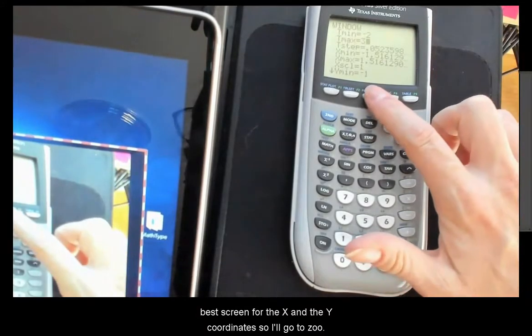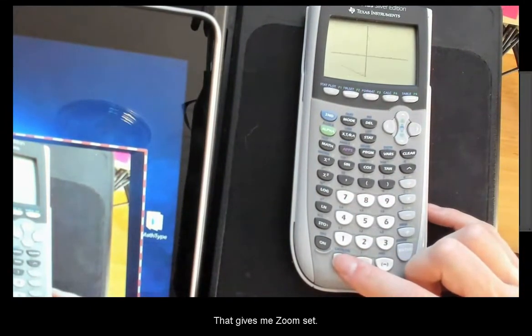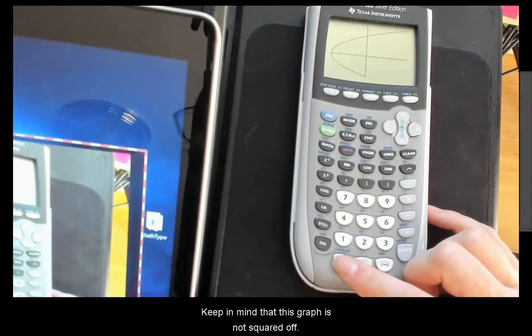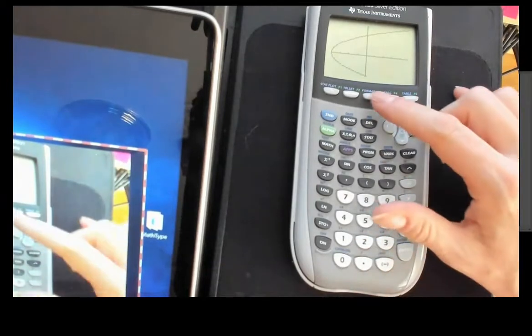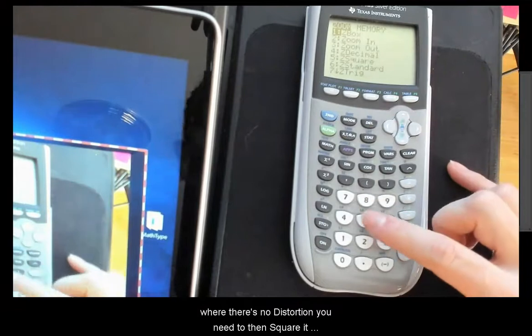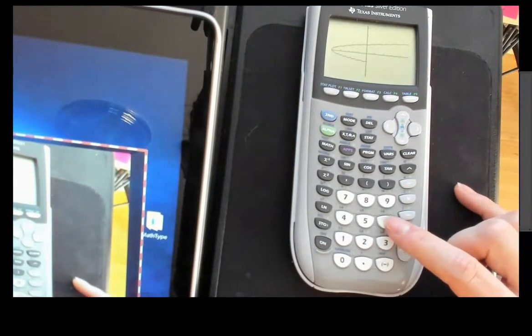So I'll go to zoom and then I'll enter 0. That gives me zoom fit. It will take it a while, and I'll get to here. Keep in mind that this graph is not squared off. If you want to know what it looks like on a square graph where there's no distortion, you need to then square it, and it will regraph it.